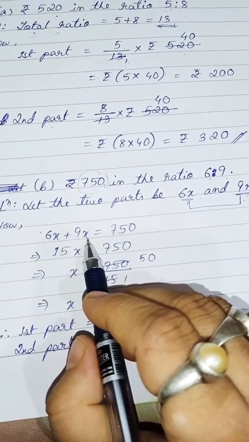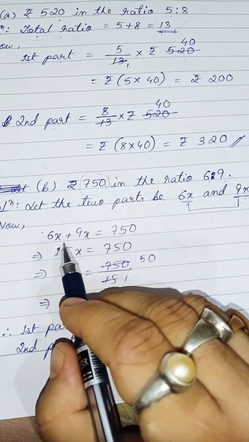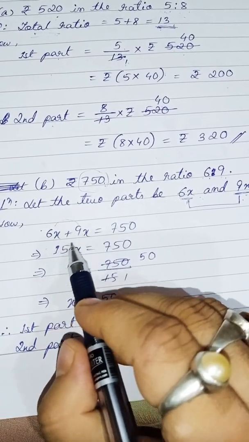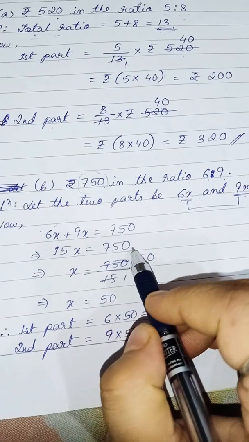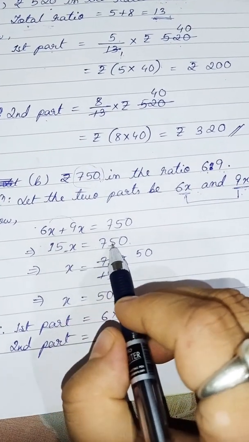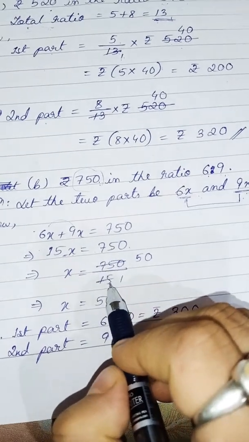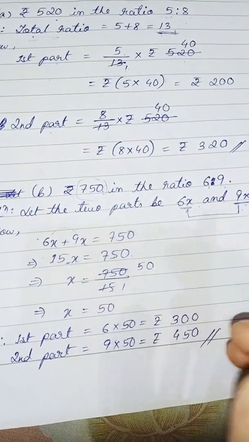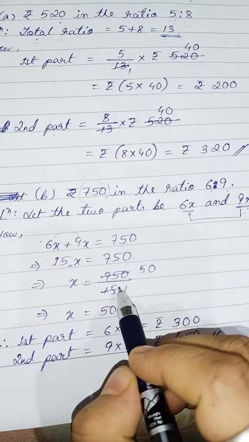When you have to add variable terms, meaning terms having x, simply add the numbers. 6 plus 9 is 15, so 15x is equal to 750. 15 is multiplied here. When you change the side and bring it to the other side, it gets divided. You have learned this in the unitary method also. When the side changes, it gets divided. So 15 will come here, it gets divided.